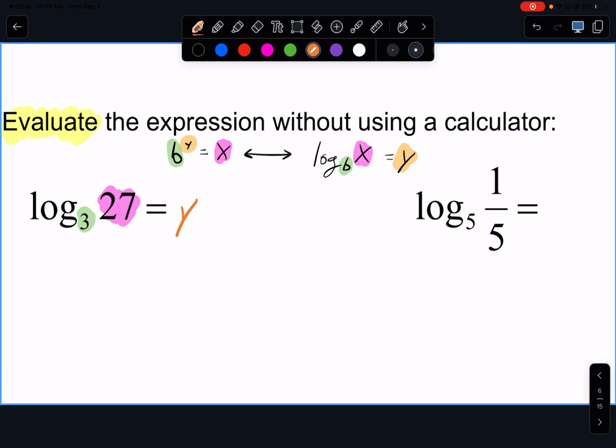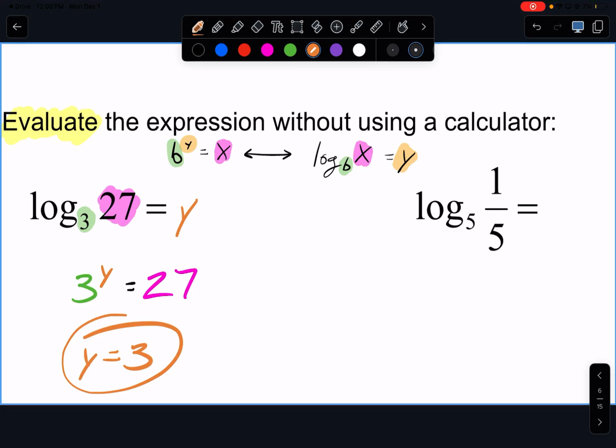To do this without using a calculator, we want to convert it to exponential form. So my base becomes 3. My exponent is what? y equals, and then 27. Now this is where just knowing your multiplication facts can be really helpful. 3 times 3 is 9, and then times 3 again is 27. So how many times did we have to multiply 3 by itself? 3 times. So y in this case equals 3.